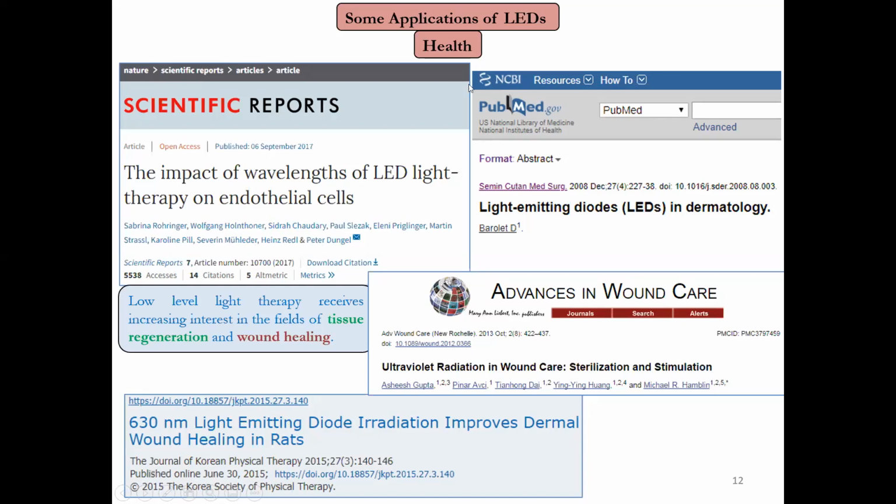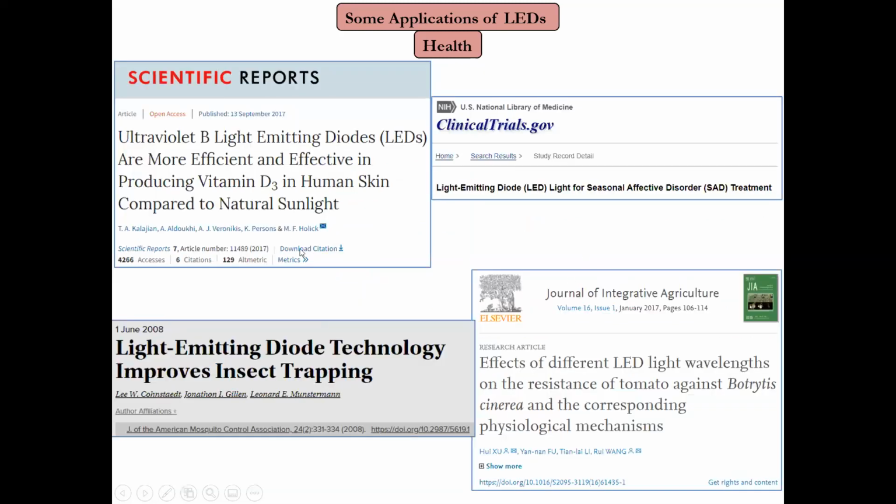There are some other benefits in the health industry. Light-emitting diodes are used in therapy for endothelial cells and in dermatology, especially in advances in wound care. There are multiple reports which suggest that ultraviolet radiations are really helpful in wound care and sterilization, as I mentioned at the start of my talk. Again, there are some dermal skin healings.